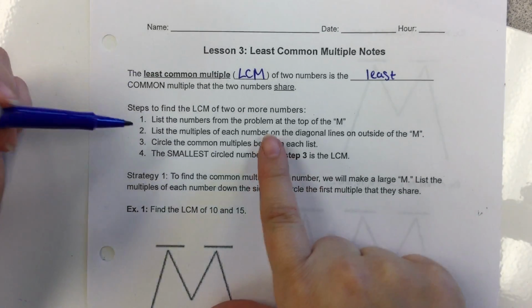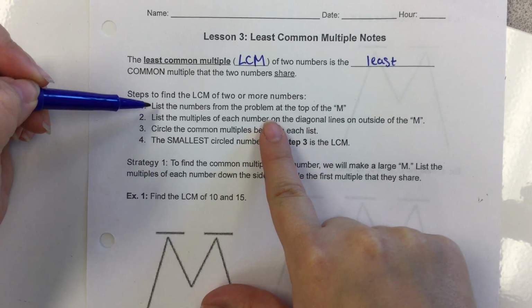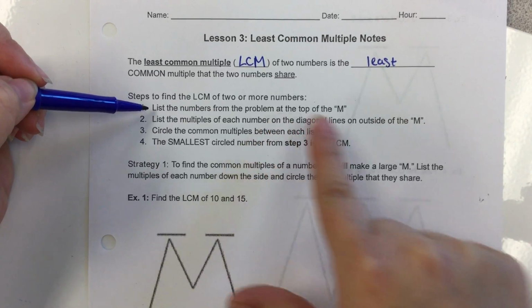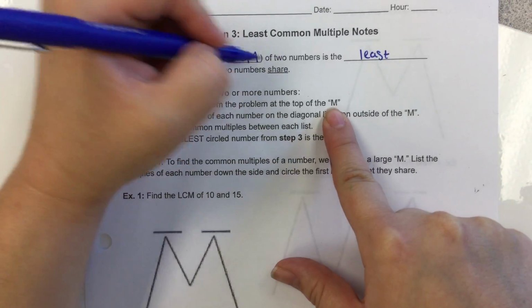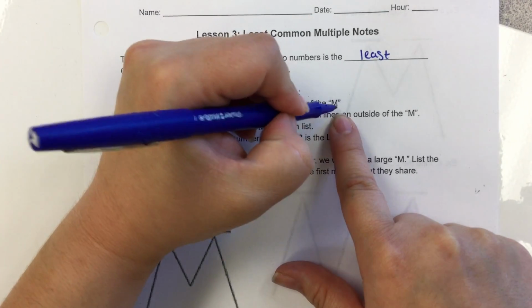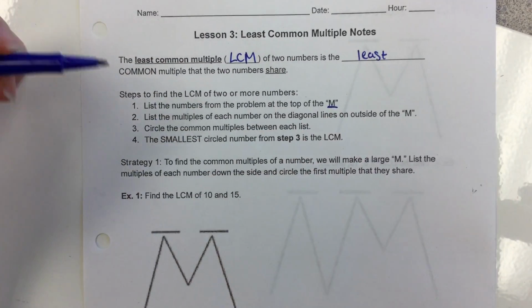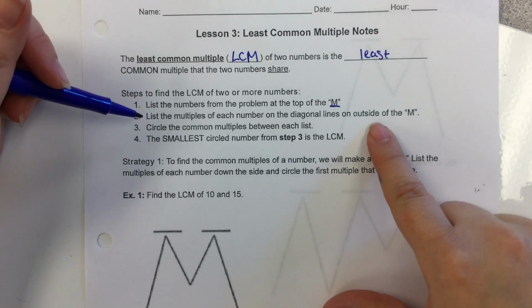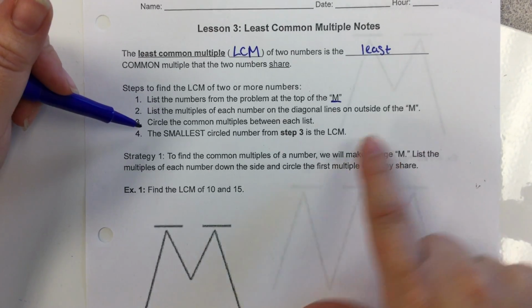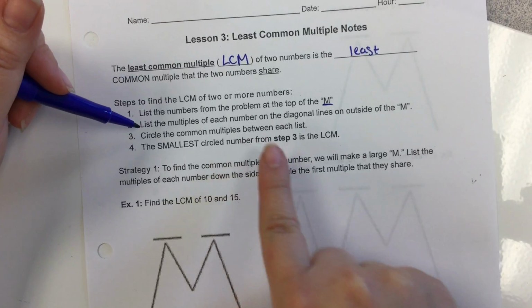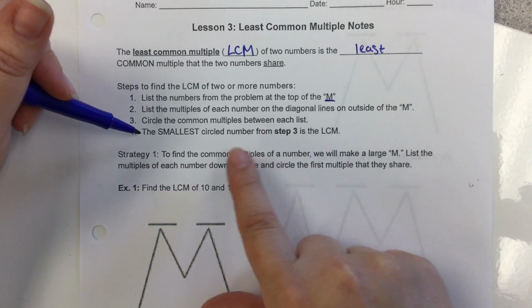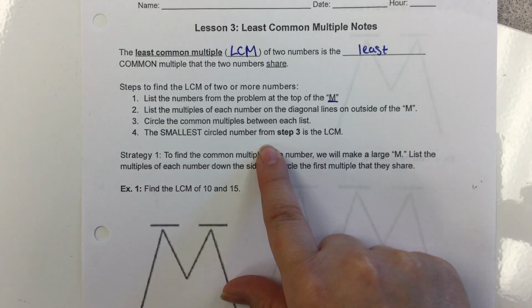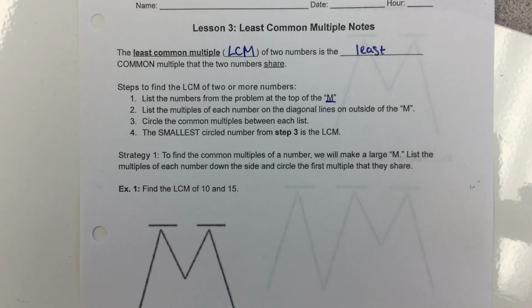we are going to first list the numbers from the problem at the top of our M. We use an M because we're trying to measure the multiples here. List the multiples of each number on the diagonal lines outside of the M. We're going to circle all of the common multiples between each list. The smallest circled number from step 3 is our LCM.